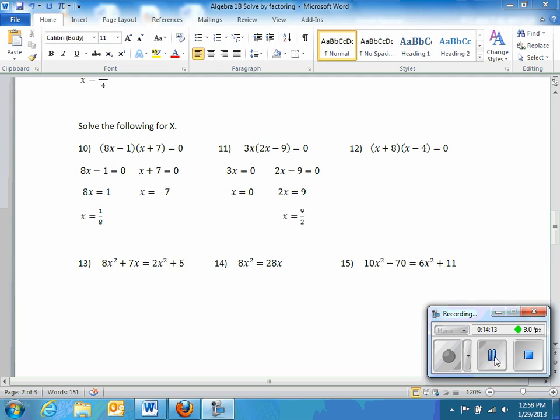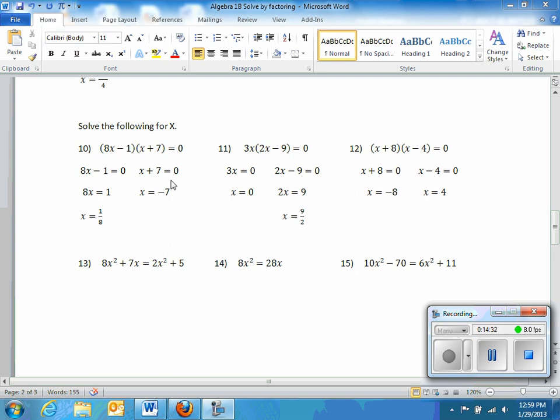Let's move on to problem 8. Again, it's already factored. Set each factor equal to 0 and solve each little equation. Here, move 8 over, so x equals negative 8. Here, move negative 4 over, x equals positive 4. All right, so x equals negative 8 and x equals positive 4.